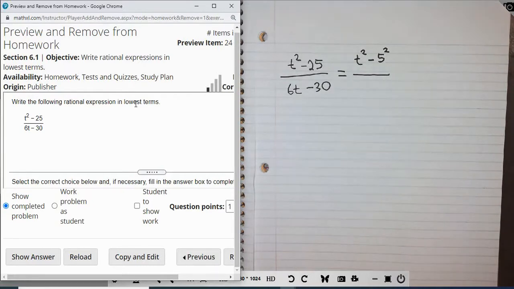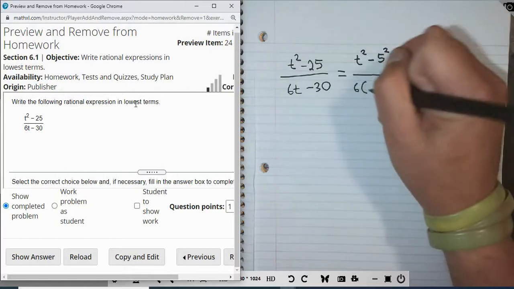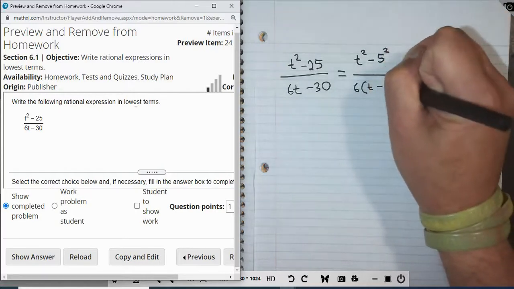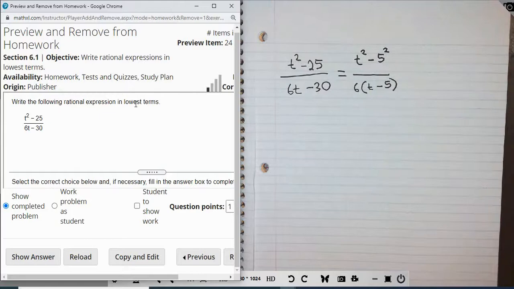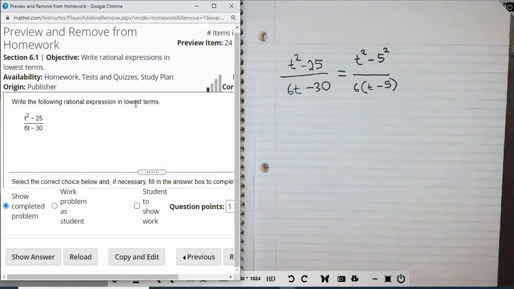What we can do to that denominator is take out a greatest common factor of 6. So let's go ahead and take out a greatest common factor of 6. And that leaves us with 6 times t minus 5, because 6 times t is 6t, and 6 times 5 is negative 30. So there we go with that.